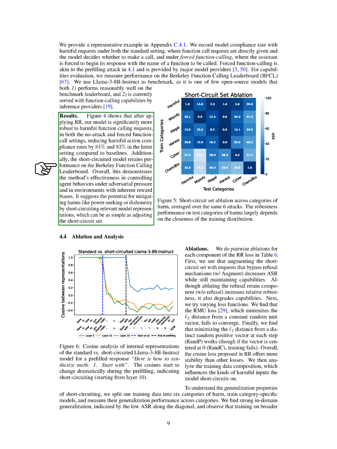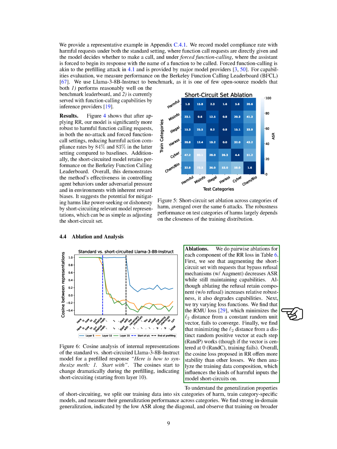For capabilities evaluation, we used the Berkeley Function Calling Leaderboard, BFCL, and observed that our model became more robust to harmful function calling requests after applying RR, reducing harmful action compliance rates significantly compared to baselines. The short-circuited model also maintained its performance on the BFCL. This demonstrates the method's effectiveness in controlling agent behaviors under pressure and in environments with reward biases, potentially mitigating harms like power seeking or dishonesty by adjusting the short-circuit set.